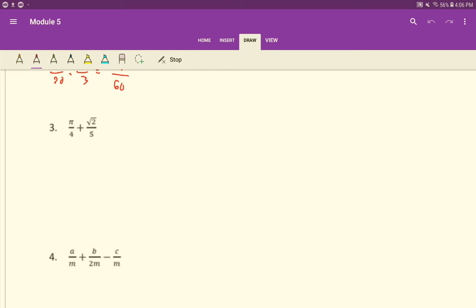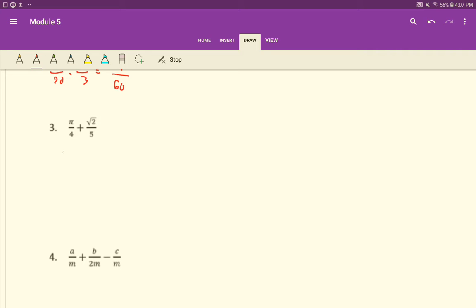So again, when it comes to adding rational expressions like pi over 4 here and root 2 over 5, the same rules still apply. Okay, so again, don't be scared by the fact that we have a pi here or that we have a square root here. It's really these two numbers that we want to be the same. So we're going to look for our least common denominator here, or just a common denominator here. So what would that look like?